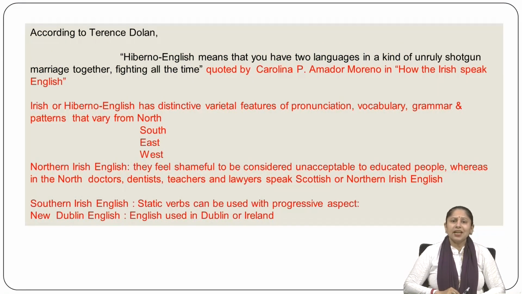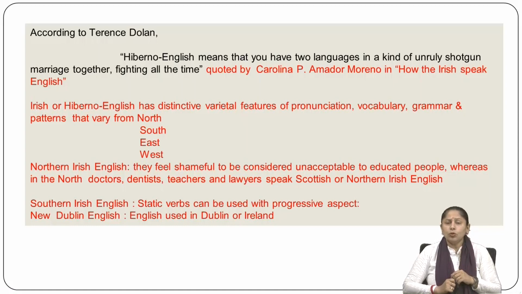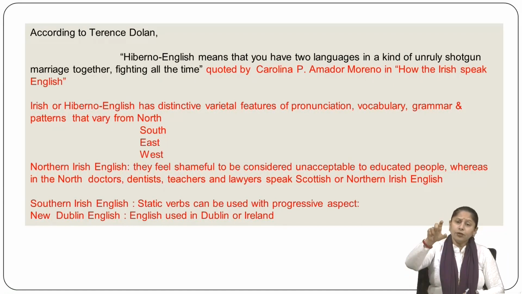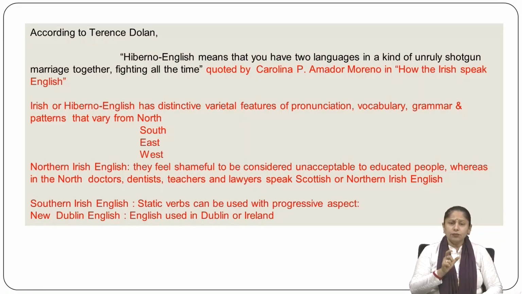Hiberno English means that you have two languages in a kind of unruly shotgun marriage together, fighting all the time. Look, what is that? Hiberno English talks about two kinds of inflectional Englishes. This is merely the quotation of Terence Dolan, who has spoken about varieties of Englishes in his particular book, How the Irish Speak English. That's the name of the book. And from that book, we have taken this quotation, and it is written over here.